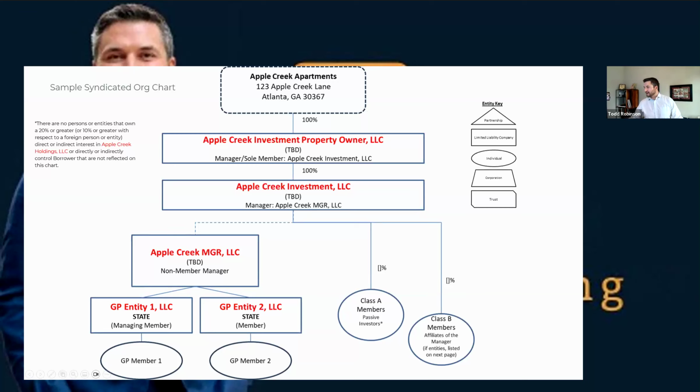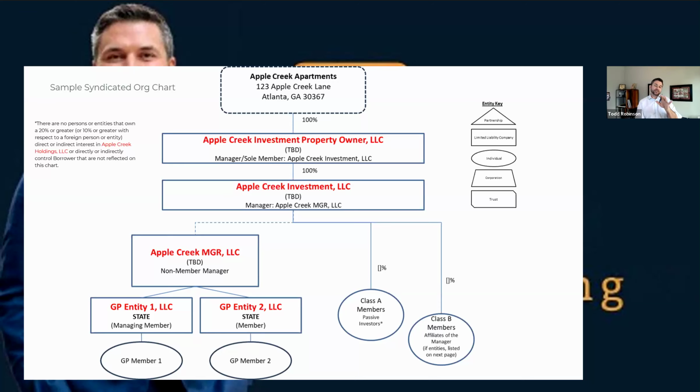There's a question about the slides. Yeah, I'll be able to send out those slides to everyone who's joined for sure. So Apple Creek Investments is the syndicated entity. We have our Apple Creek Manager, this is our management level entity. And then we have Class A and Class B.